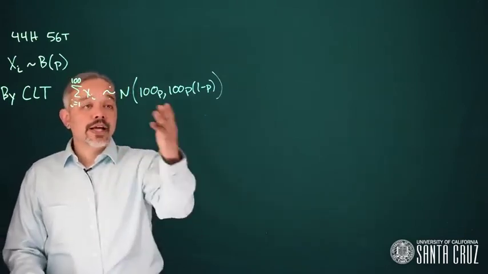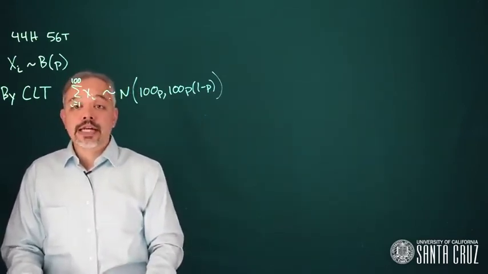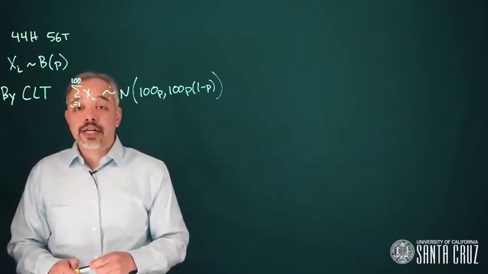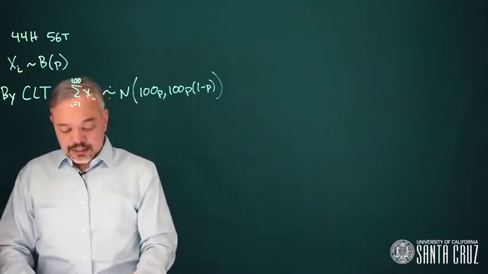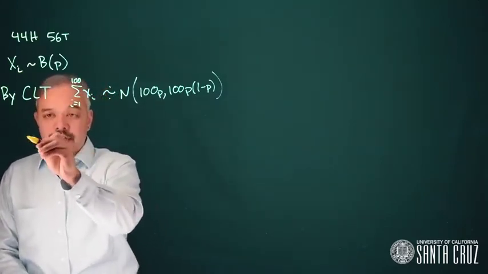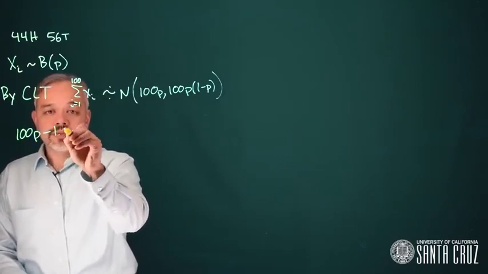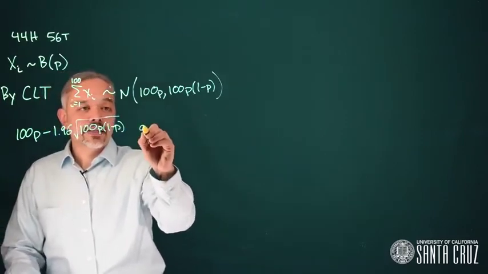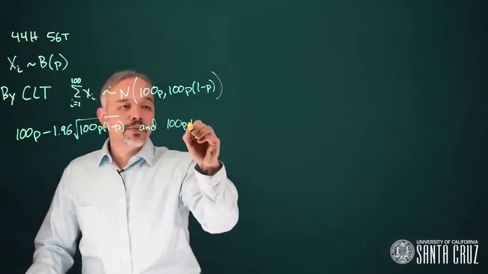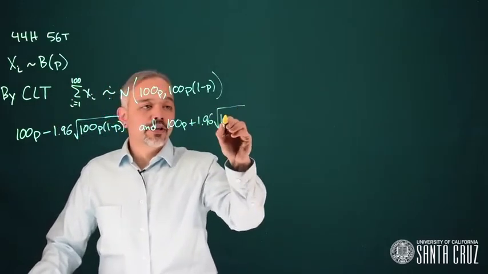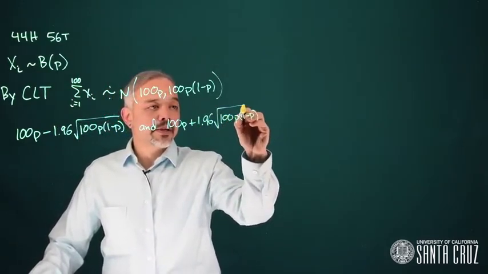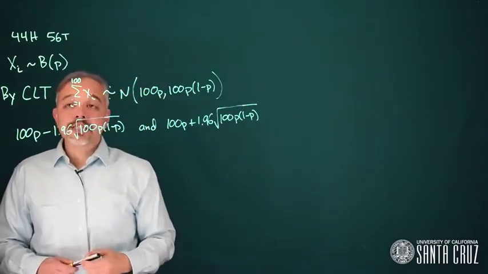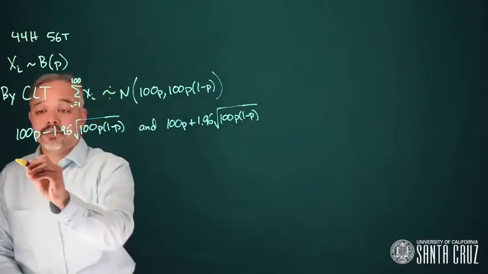By the central limit theorem, we have this distribution, and so by properties of normals, 95% of the time, we'll get a result within 1.96 standard deviations of the mean. Thus, we can say 95% of the time, we expect to observe between 100p minus 1.96 times the square root of 100p(1 minus p), and 100p plus 1.96 times the square root of 100 times p times 1 minus p. In this case, we've observed 44 heads.